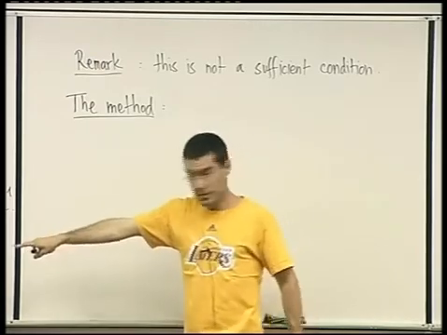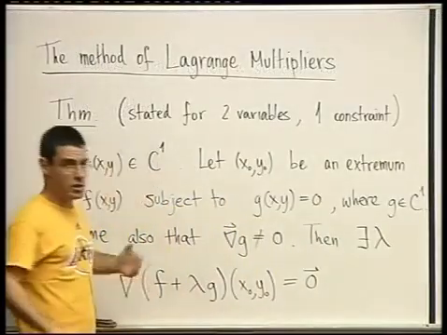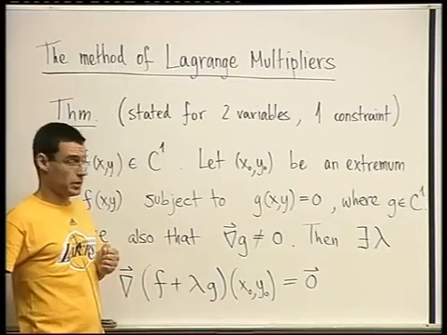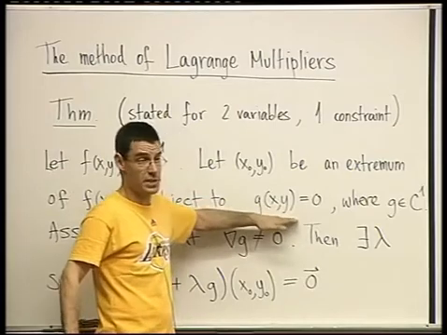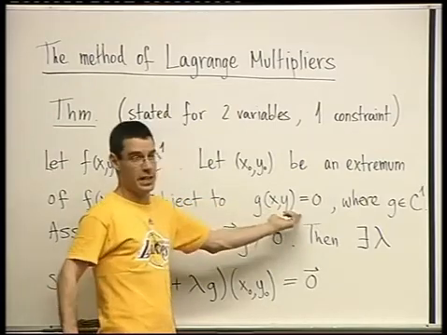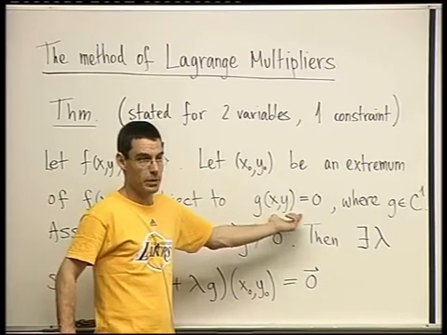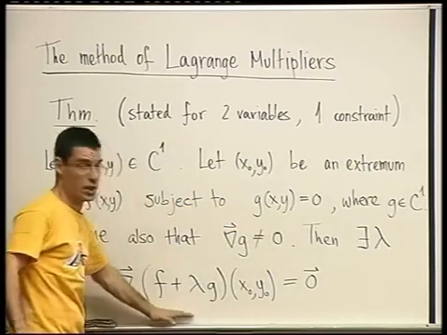We have to go back to this board a second. The method is solving a system of 3 equations. The first equation is g of x,y equals 0. That has to be satisfied for the points that we're looking at. x and y have to satisfy this. Do you agree? Okay. But they also have to satisfy 2 more equations, which are hidden here.